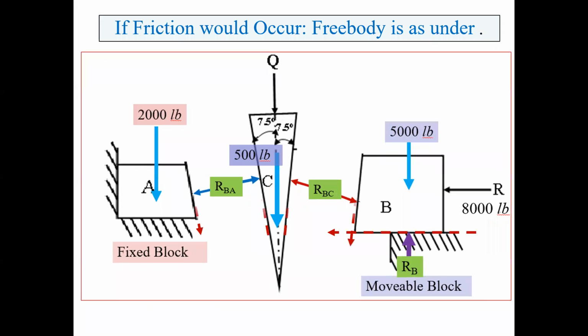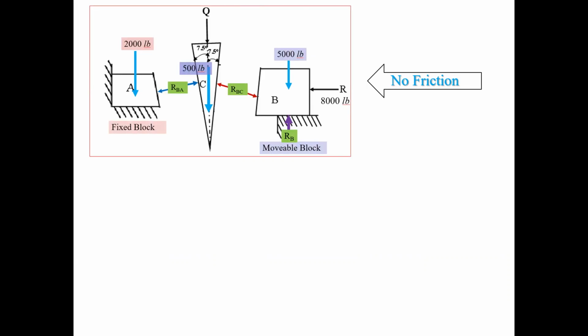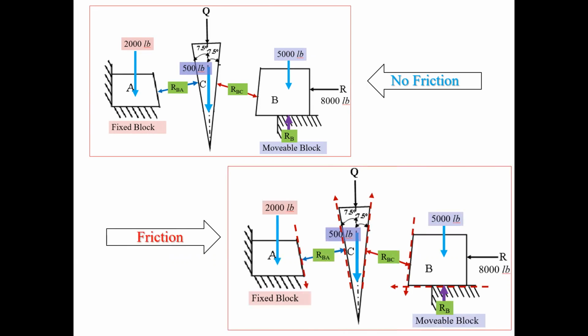takes place. In case the friction does occur, the free body is as under, and you can see the red dotted arrow. This is the direction of the friction force. If we compare both together, we can see the no frictional force case and also the frictional force case. You can very well compare that in case of no friction, there is no frictional force, but in case of friction, there is a frictional force shown by the red arrow.